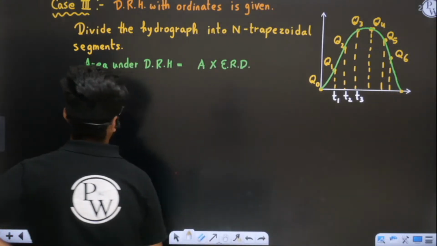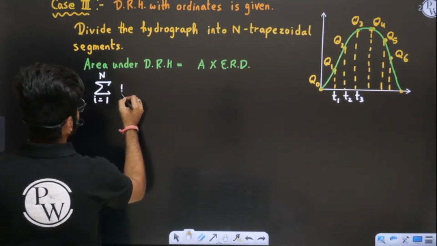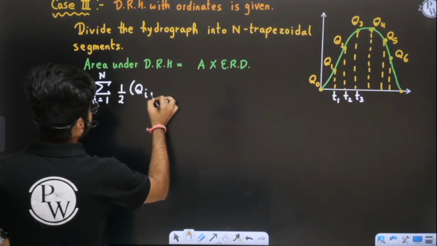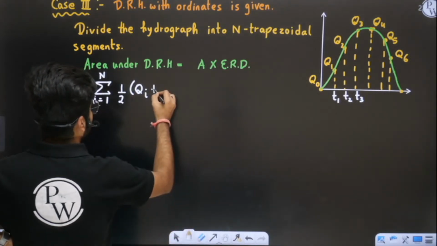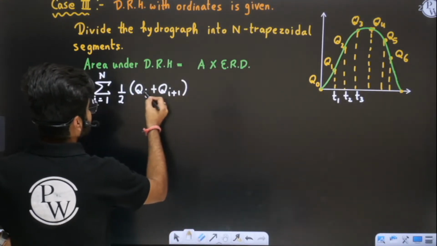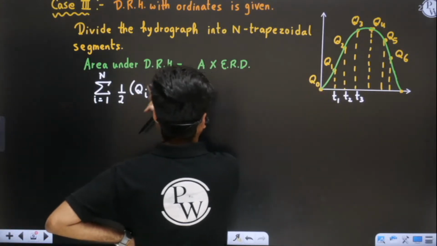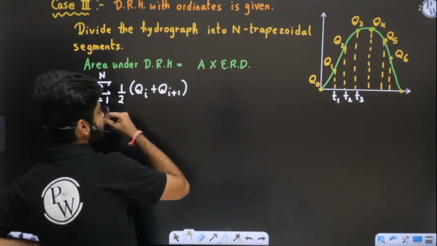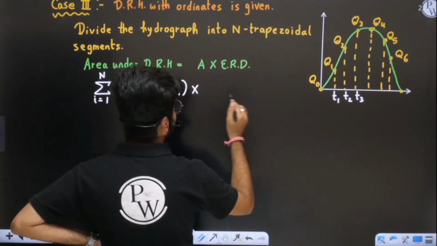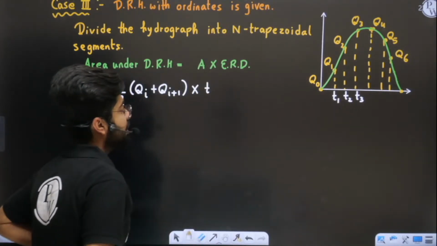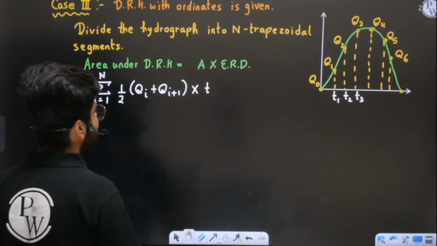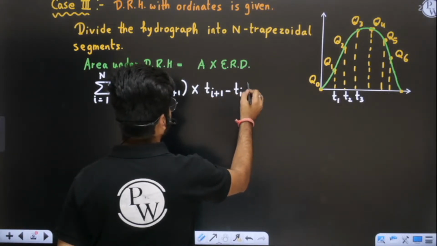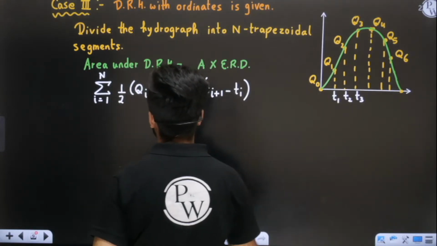If I want to find the area under the DRH, I will find the area as half into Qi plus Qi plus 1. If this is Q0, this is Q1; if this is Q1, this is Q2. If you want to find the area of this trapezoid, this is Qi, this is Qi plus 1, into the time duration between them, which is Ti plus 1 minus Ti.